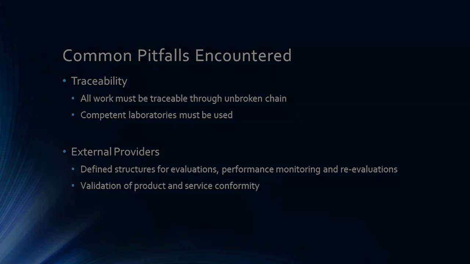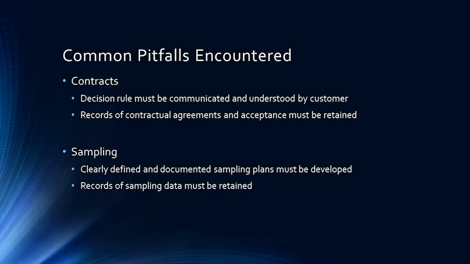When customers contract with the labs to perform work, the labs must communicate to the customer their decision rule. In addition, the customer must understand the decision rule employed and agree to this decision rule. Labs regularly fail to adequately define the decision rule and rarely communicate and get agreement with the customer on this decision rule. Records of these contractual obligations and agreed upon activities must be maintained, and it's very common for labs to have inadequate records to demonstrate these activities have been completed.